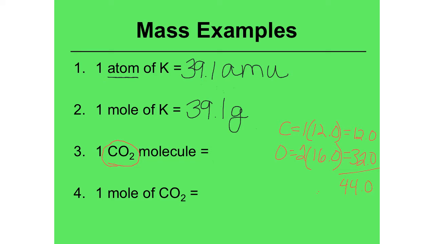And again, we want to go to the nearest tenth when we do our masses, so both of these answers will be 44.0, but the thing that will differ is the unit. If we have a singular molecule that is incredibly tiny, we would need to use AMU as our unit. Once we have a mole, that's an amount that we could actually see, measure on a scale, hold in our hands, so that's going to be 44.0 grams.